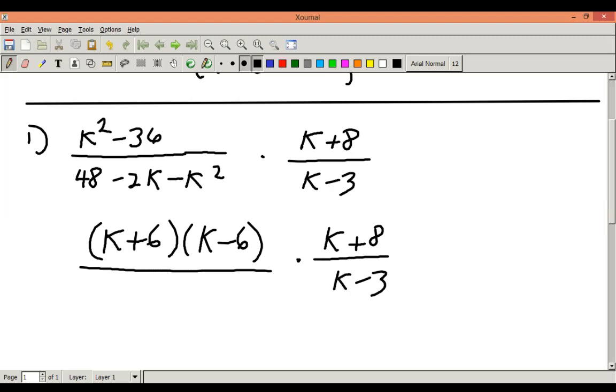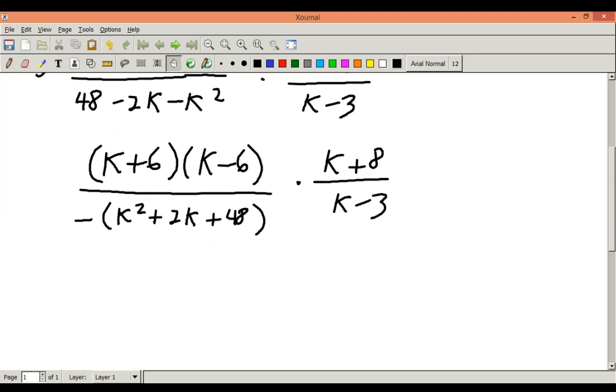So before we factor that first denominator, let's rewrite it. Let's factor out a -1 and then put it in the order that we like. So I'm going to factor out a -1 out of each term and then rewrite it as k squared plus 2k plus 48.